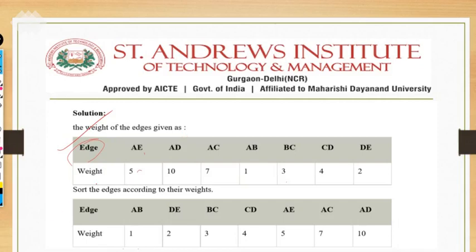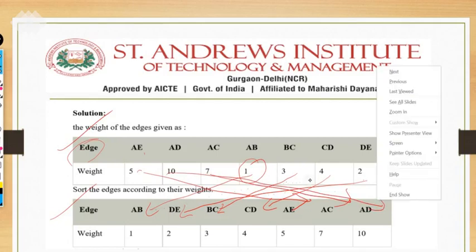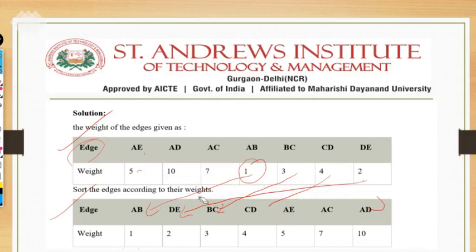Next step that we have to do here: sort all the edges according to their weights. So we have to sort it, like minimum is AB. So you have to write it over here first, right? Then next is 2, DE. Then DE will come over here. Then BC will come here. CD comes here. Then AE will come here. Then AC will come here. And at last AD will come here, right? So everything will be there accordingly. So we have to sort all the edges according to their weights.